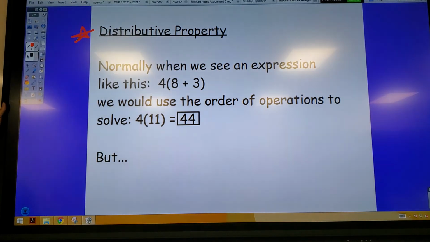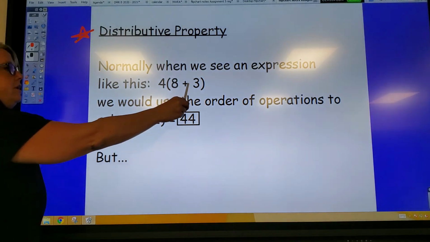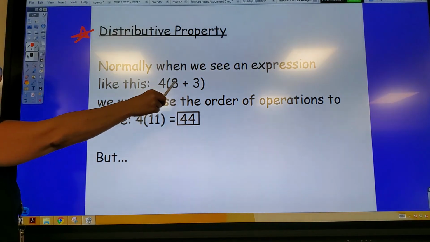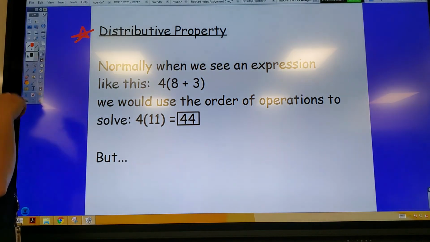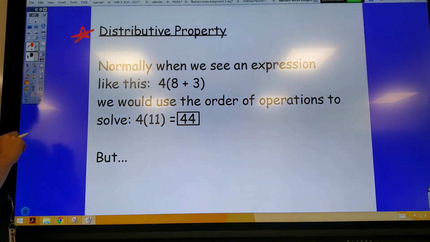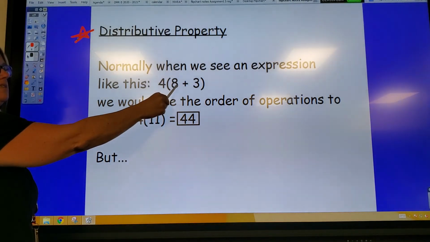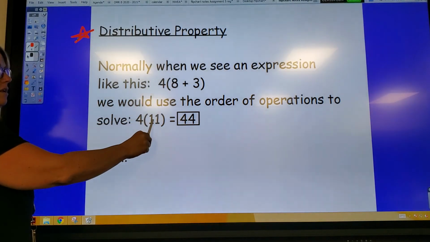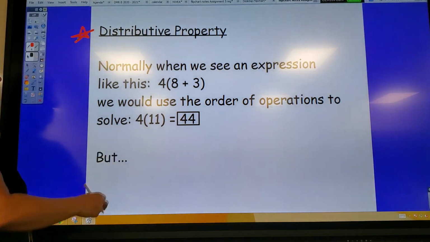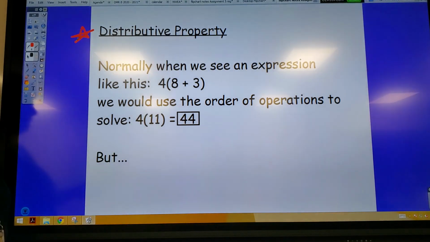Okay, so the distributive property. If we had this expression, now this is called an expression because there's not an equal sign. And if we wanted to simplify this expression, if we use the order of operations, we would do what's inside the parentheses first. 8 plus 3 is 11, and then 4 times 11 is 44. Great, we know how to do that.